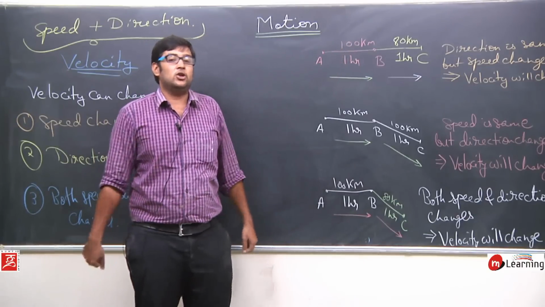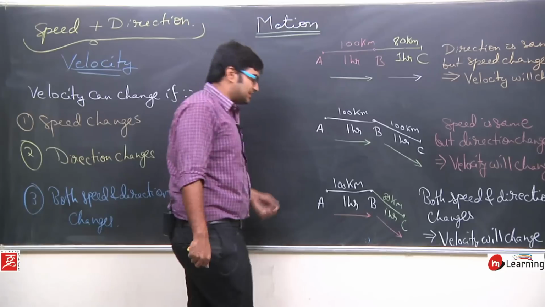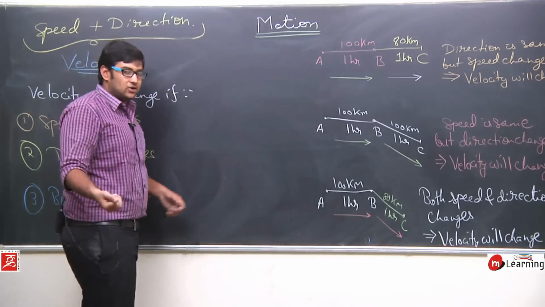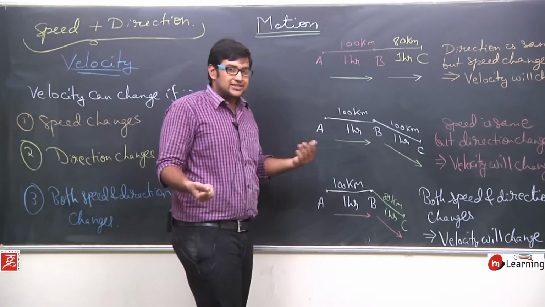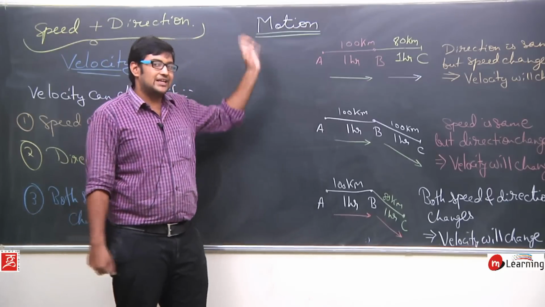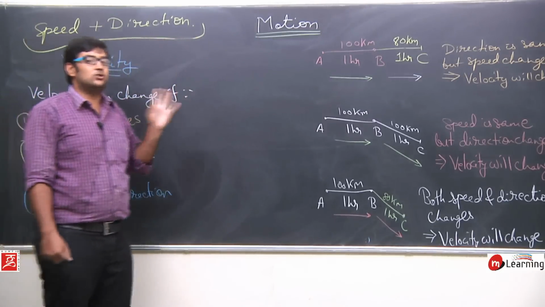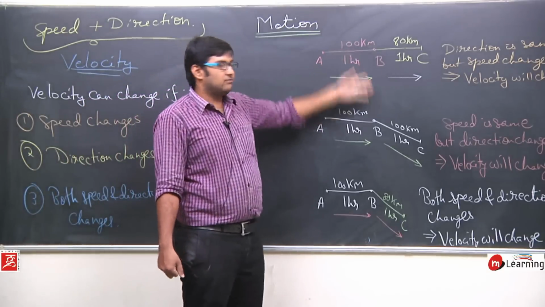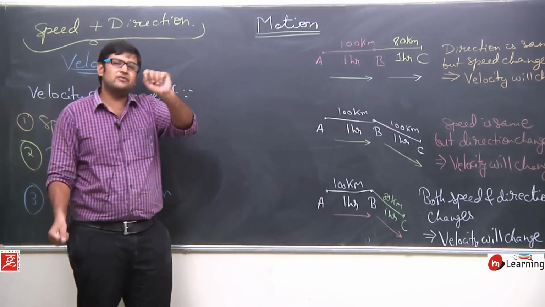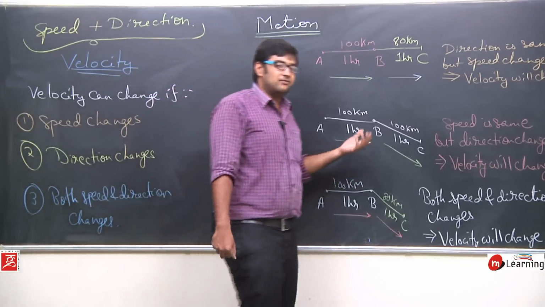What about non-uniform velocity? Non-uniform means even if you are traveling different distances in the same direction, then also the velocity will change, or even if you are traveling the same distances in different directions, the velocity will change. Even if the direction changes, velocity will change, speed changes, velocity will change. So it does not matter whether one of them is constant or not, simply you can say velocity will change even if one factor is changed. Okay. So this is how we can define the velocity.